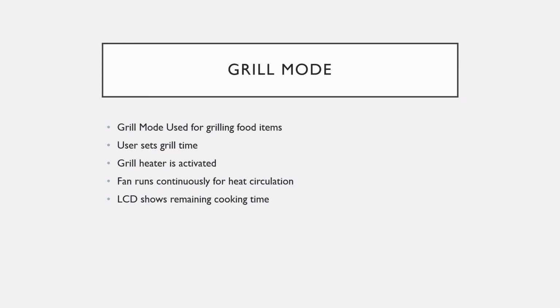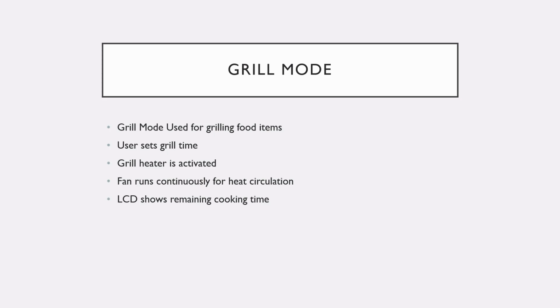Second one is the grill mode. Grill mode is used for grilling the food items generally. The grill heater is activated and the fan runs continuously for heat circulation. The LCD shows the remaining grill time. So whenever the grill time is activated, it will count down and LCD will show the remaining grill time.